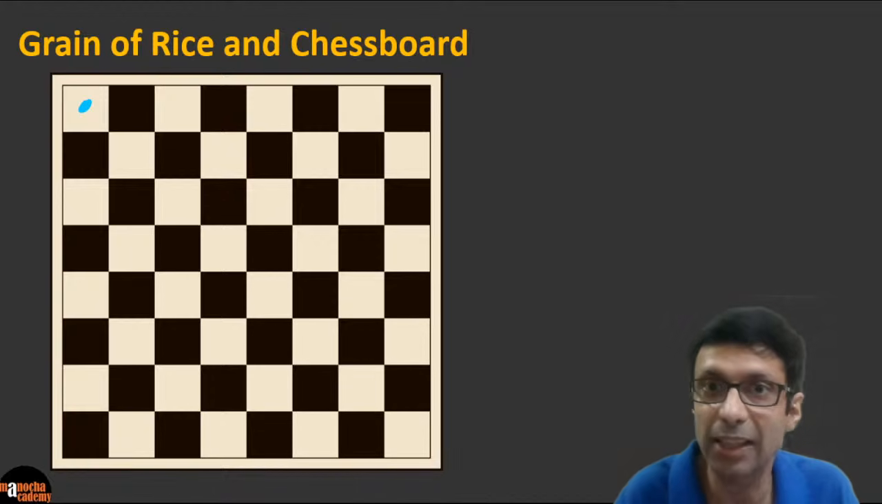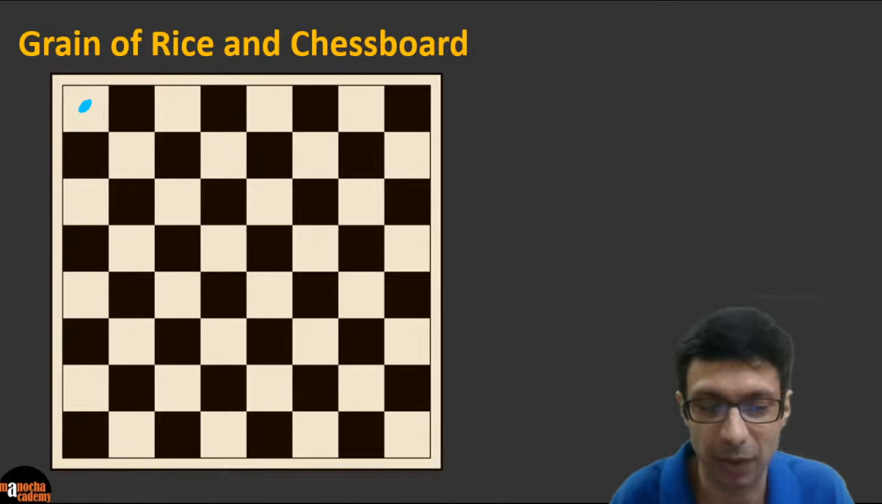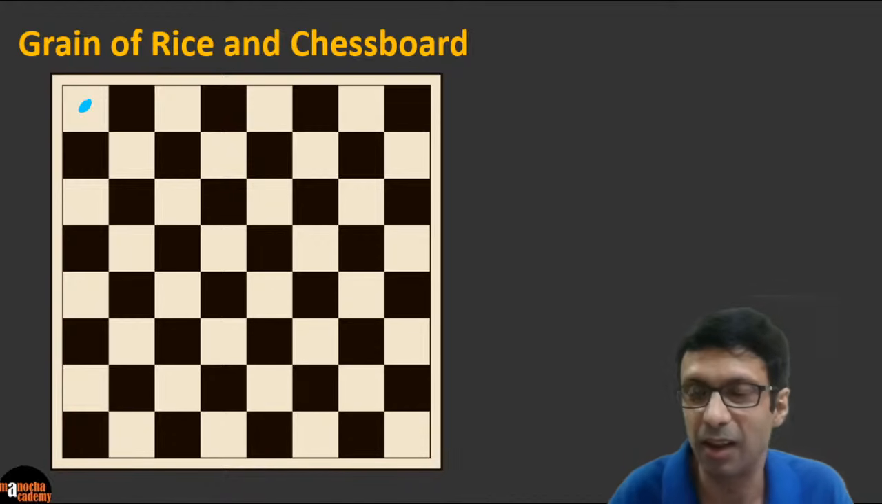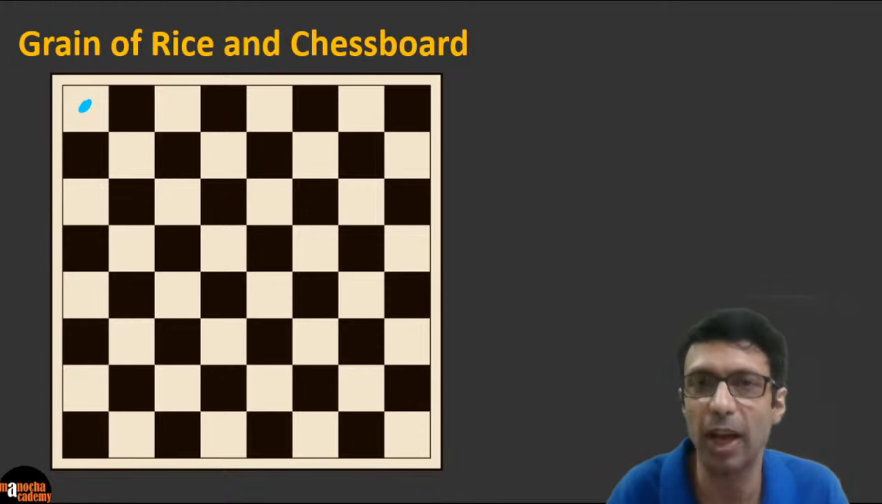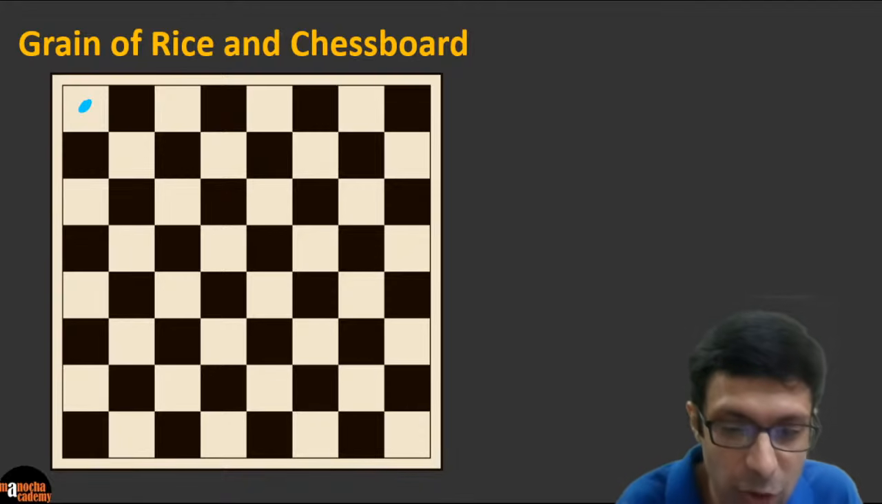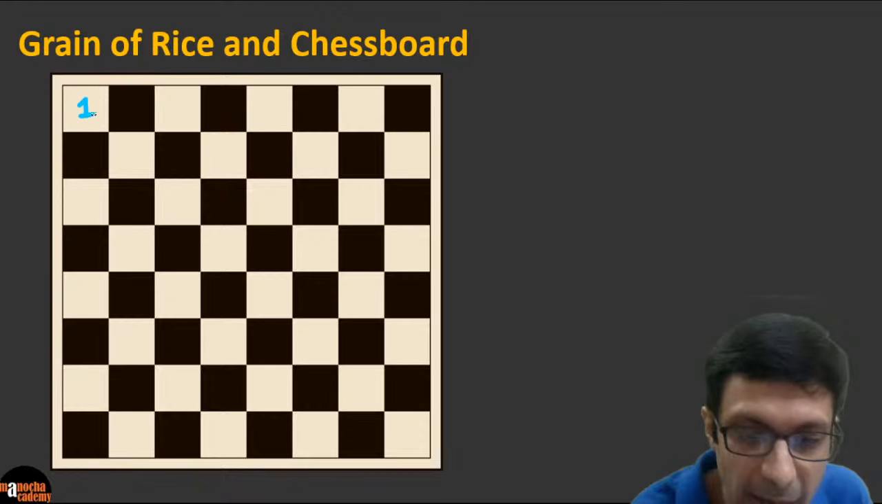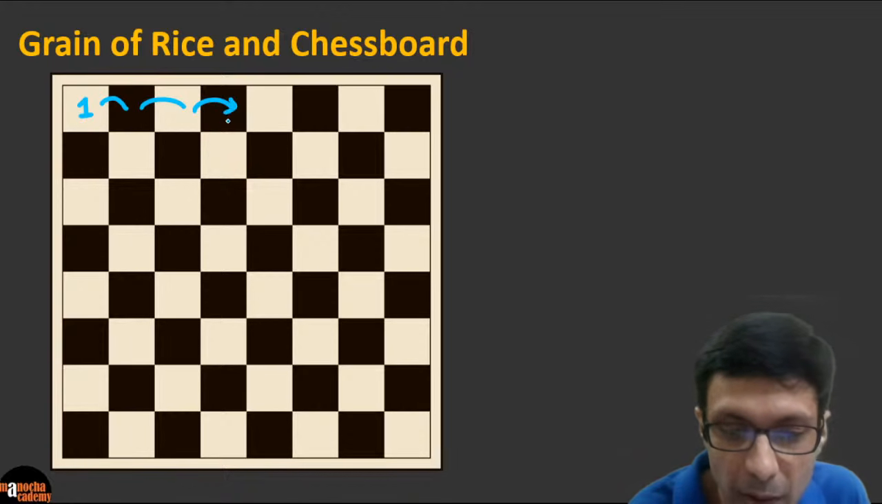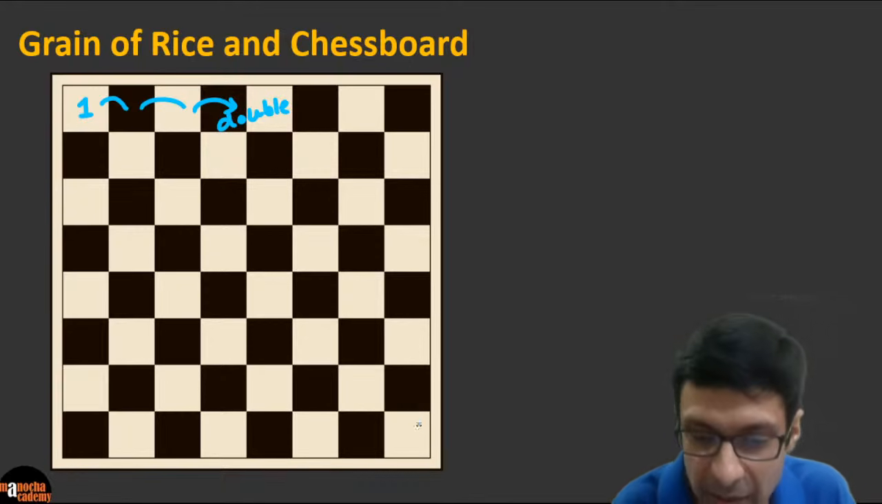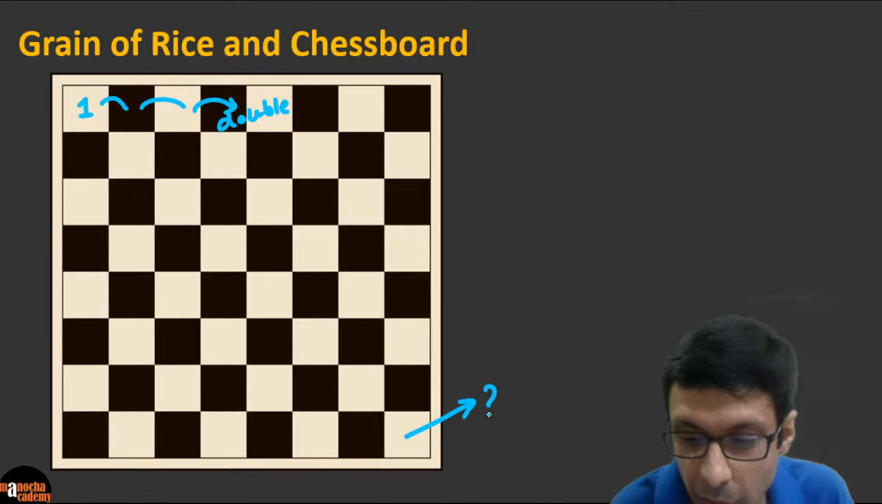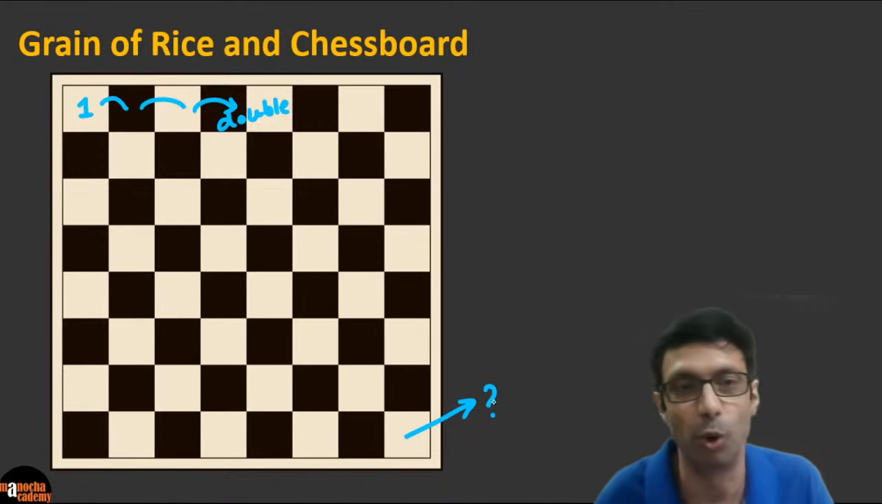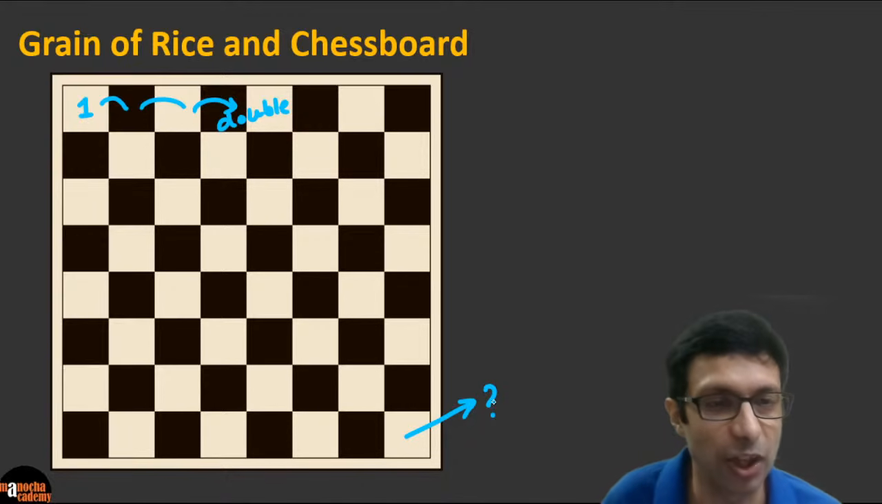And then from the next square, you double it. Okay, and again you double it. And the king said, that's very simple. I'll give you that many grains. But can you tell me if we keep doing like this? So let's say we have 1 grain of rice here, and every time we keep doubling. As we move along, we are going to double the grains. So who can tell me, guys, how many grains of rice would we need to put on the last square on the chessboard?